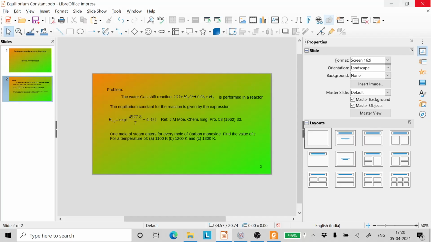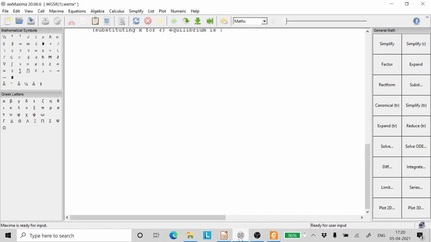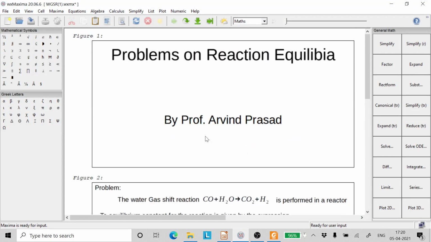I will solve most of the problems using wxMaxima. This is a computer algebra system, and I suggest every professional and every student learn this. It's a free software. You will see the advantages of using a computer algebra system vis-a-vis a conventional programming language like Fortran, Python, C, or whatever to solve your problems. Here, solutions are more direct. The interaction with the program is more human-like. You do not have to learn any programming language.